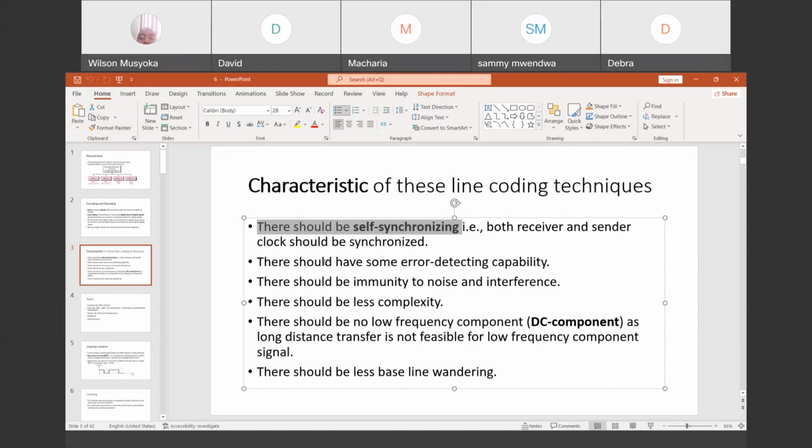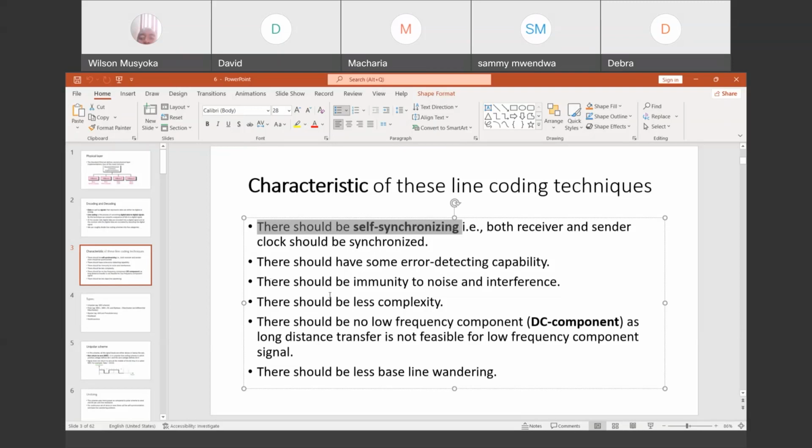There should be some error detecting capability. So in all of those line coding mechanisms, you need to have some error detection mechanism so that if data has been interrupted or during the transmission process there have been some impairment or some noise which has affected that data, then there should be an error mechanism that can note it and, if possible, correct that error, and that we are going to see.